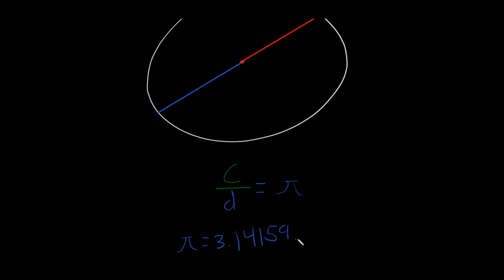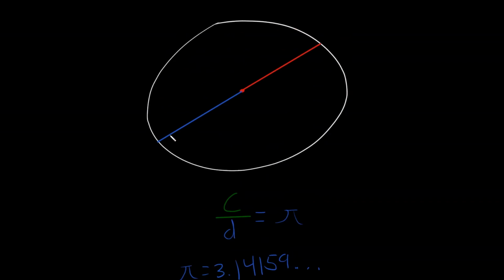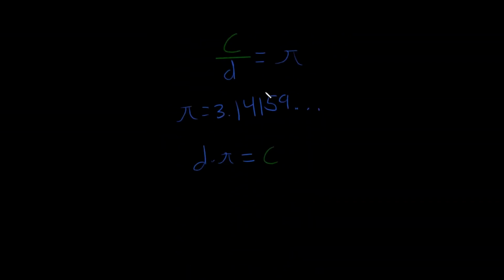So pi is equal to 3.14159, and then so on and so forth, right? But it doesn't have a pattern. It just goes on forever. So what we can do is rearrange this formula and give us something unique. We can take diameter, and if we multiply it by both sides, we get diameter times pi is equal to the circumference. And notice here that the diameter is just double the length of the radius. So if we write 2 times the radius times pi, we are going to get the circumference.